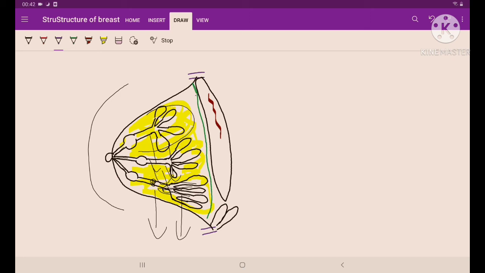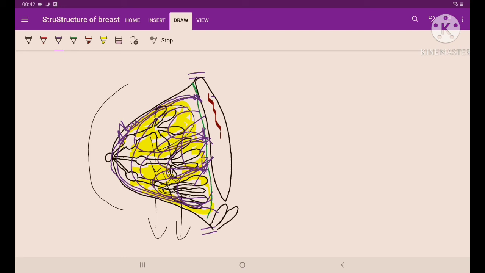See here, the suspensory ligaments of Cooper are like this. They are suspended around the lobules, around the lobes, from here to the skin. They connect the pectoral fascia to the skin. See here, here, here, here. They are called the ligaments of Cooper. The ligaments of Cooper are what give the shape to the breast, guys.